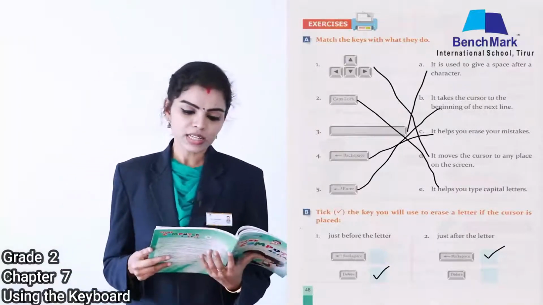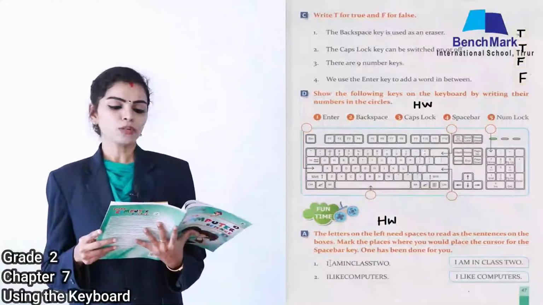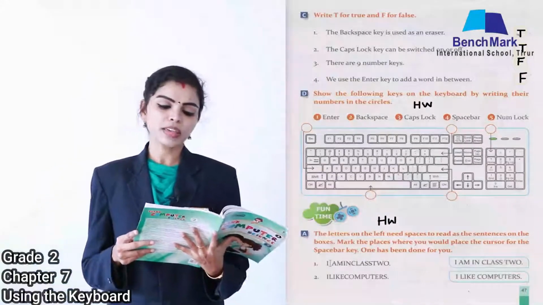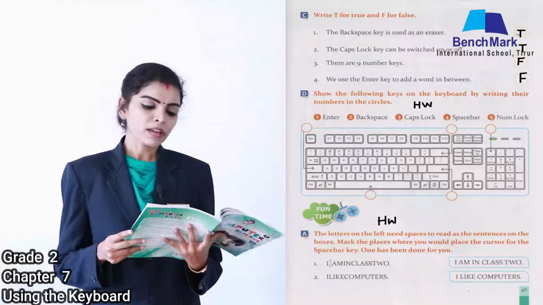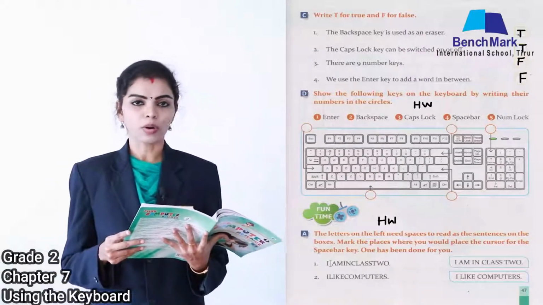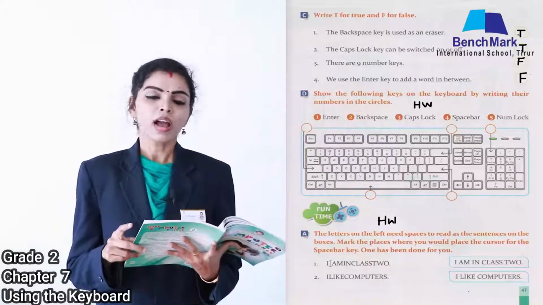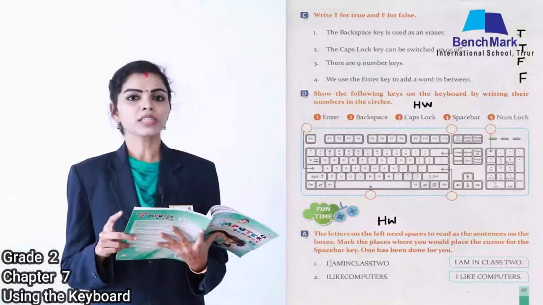Next we will move on to the next exercise that we have. Write T for true and F for false. The backspace key is used as an eraser. Yes, that is true. You need to write T. Caps lock key can be switched on or off. Yes, that is also true, and you need to write T.